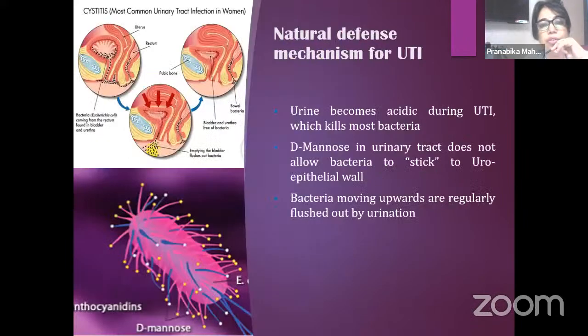So this is the natural defense of the urinary tract. Urine becomes acidic during urinary tract infection, which kills most of the bacteria. D-mannose in the urinary tract does not allow bacteria to stick to the uroepithelial cells. This is also there in the urinary tract. Then bacteria moving upwards are regularly flushed through urination. These are the 3 main defense mechanisms that we have to prevent urinary tract infection.